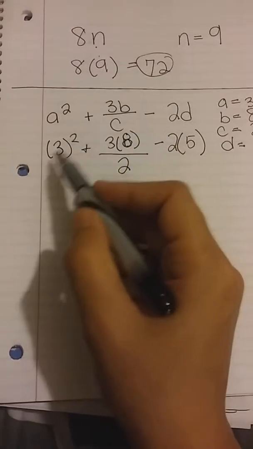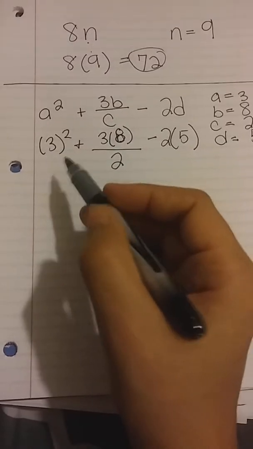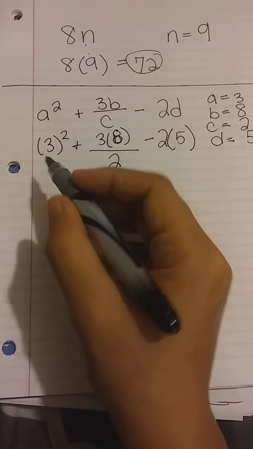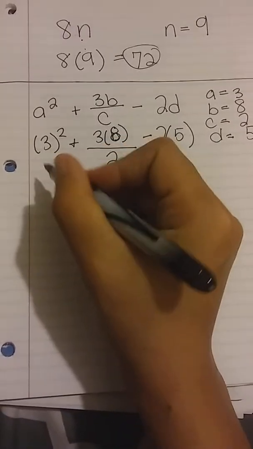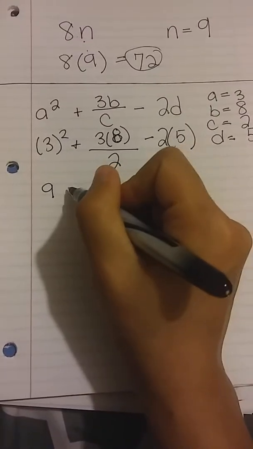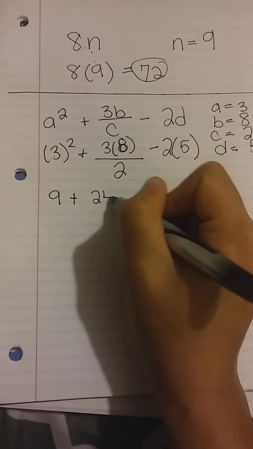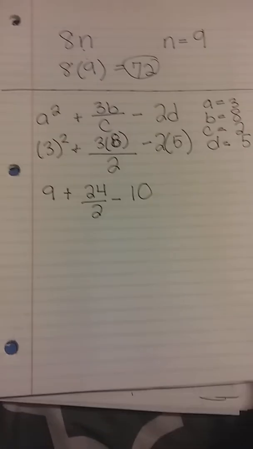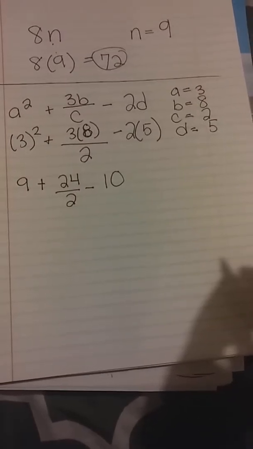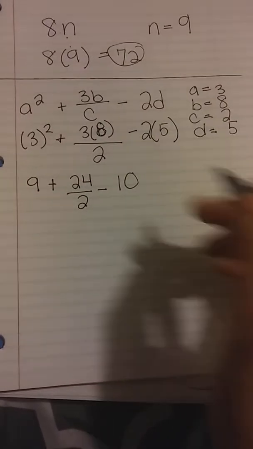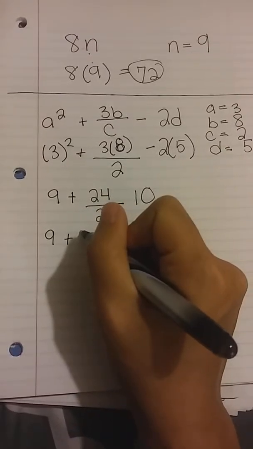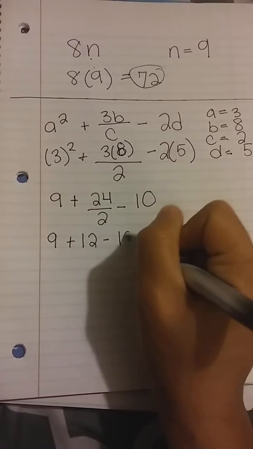So we have 3 squared. Please keep in mind that is not 3 times 2. That is 3 times 3. That is an exponent. So this is going to give you 9 plus 24 over 2 minus 10. We're still going to continue to simplify. So we're going to go ahead and do 9 plus 24 divided by 2 is 12 minus 10.